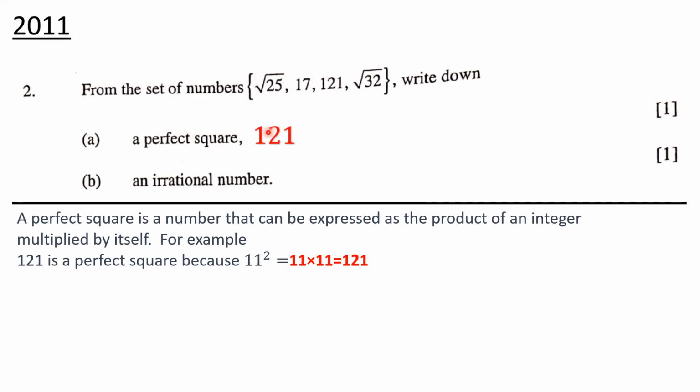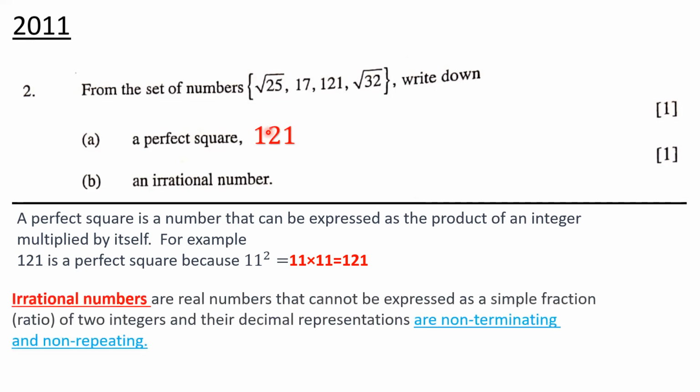Back to irrational numbers, we know that irrational numbers are real numbers that cannot be expressed as a simple fraction. So they cannot be expressed as a simple fraction of two integers. And that's very important. They cannot be expressed as a simple fraction of two integers, and their decimal representations are non-terminating and non-repeating. So if we look at these, remember I said that whole numbers are rational. They are not irrational. So 17 and 121 immediately don't count because they are rational numbers. They are not irrational numbers.